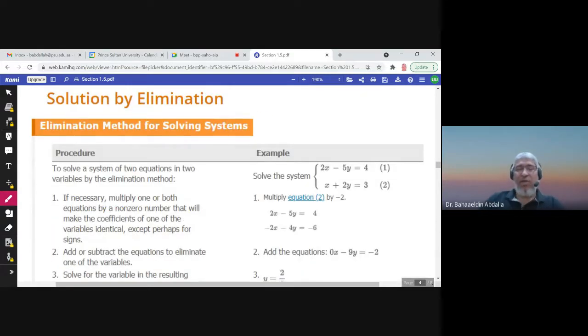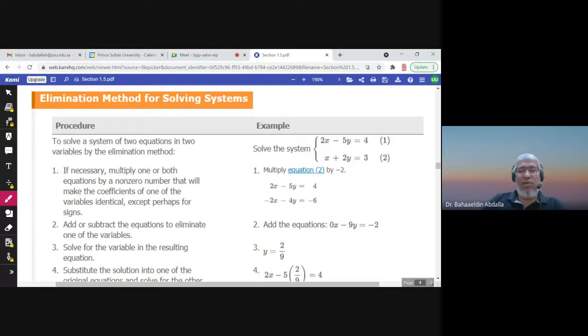The second method is solving by elimination. To solve by elimination, we multiply one or both equations by a non-zero number that will make the coefficients of one of the variables identical. So that's our idea, to make the coefficients of one of the variables identical, except perhaps for signs.